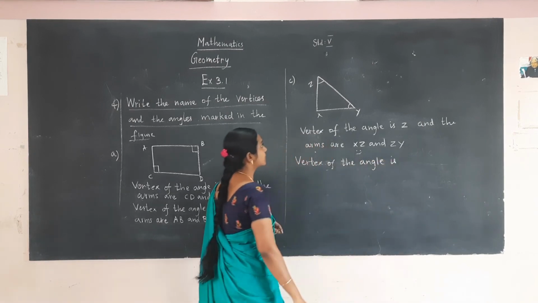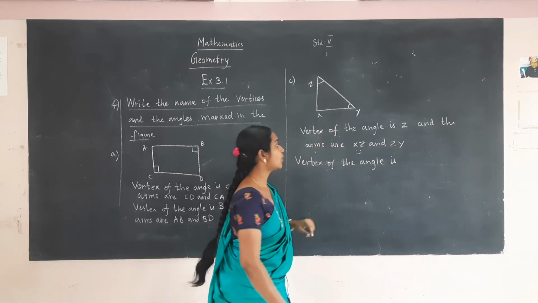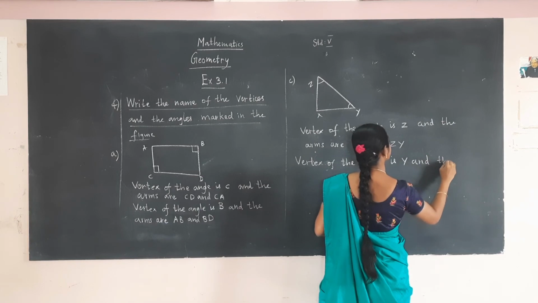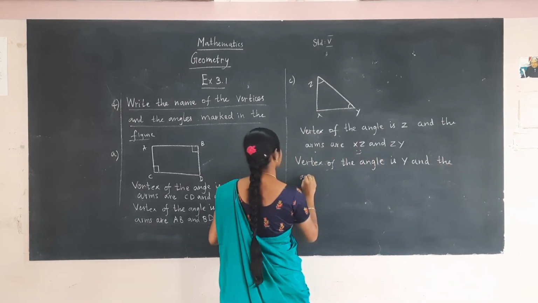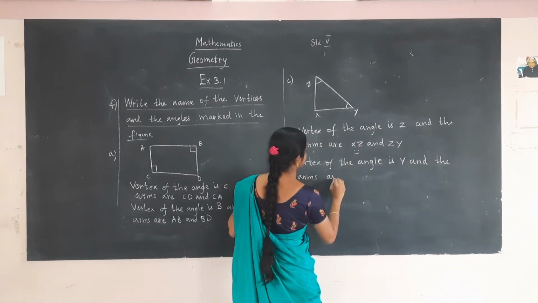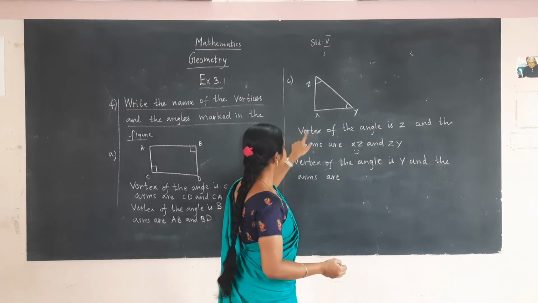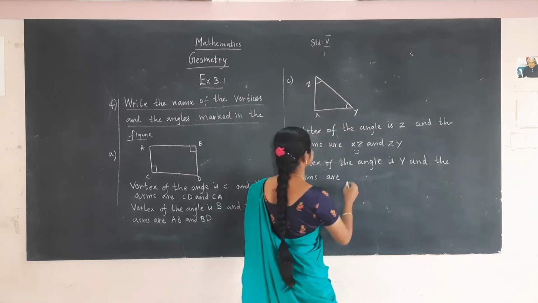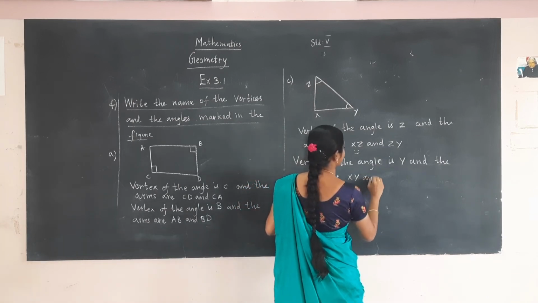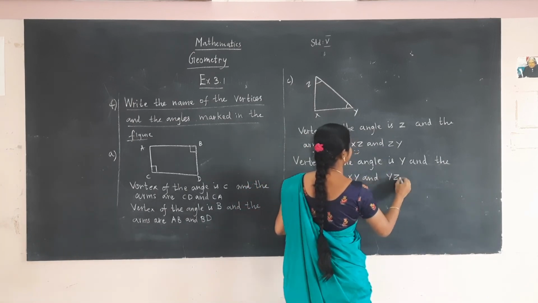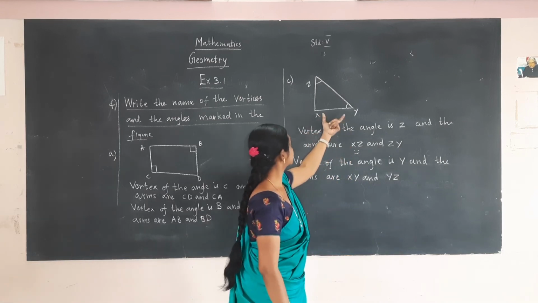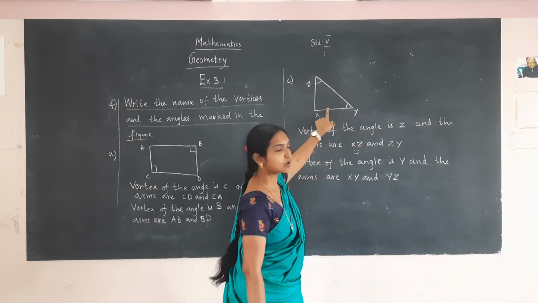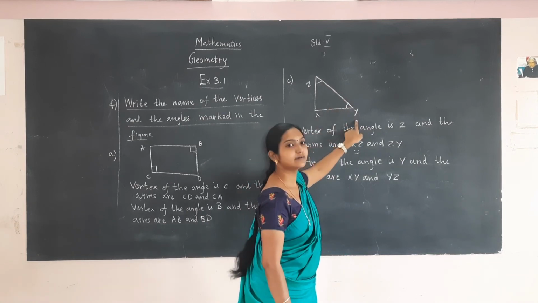Next angle is formed in Y. So Y is the vertex. The arms are XY and YZ. These are the arms, that is XY and YZ are the arms of the angle and Y is the vertex of the angle.